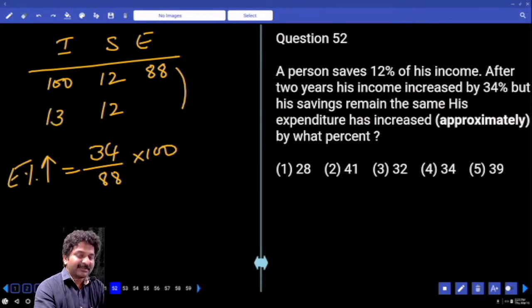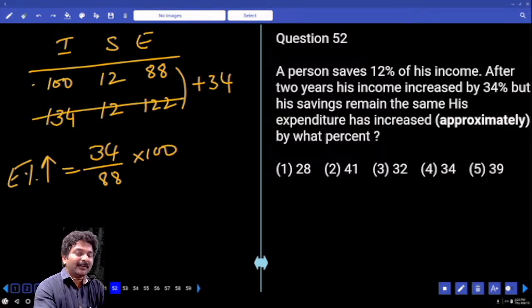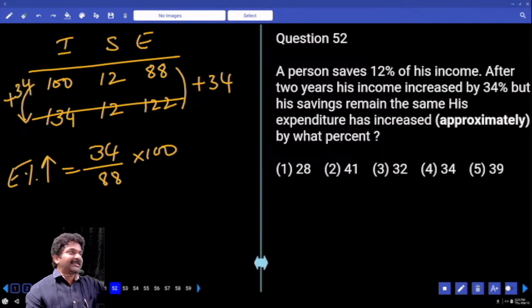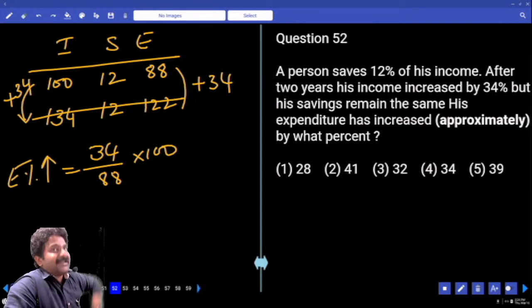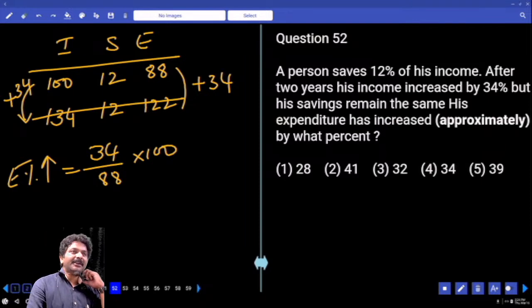Otherwise, you are supposed to write 134 minus 12, 122. That means plus 34. Without this long route, if income increases by 34, because savings is the same, the same plus 34 will reflect in expenditure. Understood? Right? Sure, everybody? If you don't understand, I will give an example. Understood by everyone? Right. So now we need to calculate the percentage.